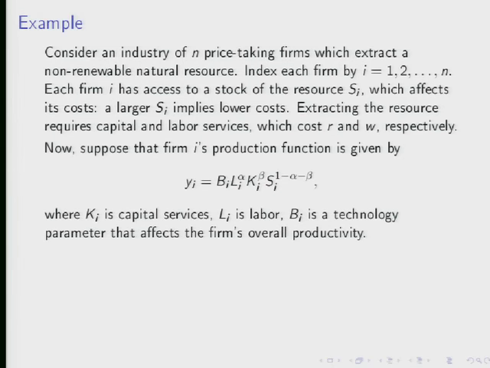Okay, so is that setup clear? So it's a Cobb-Douglas production function. It's got the usual stuff, a technological parameter, capital, labor, but then it's got this other factor that it doesn't get to choose. It has to take it as given, that looks like the reserves it has available to exploit.